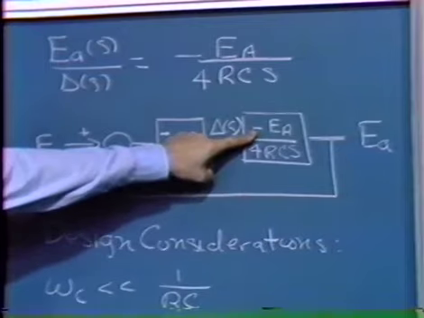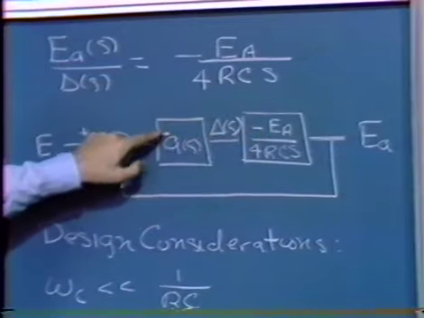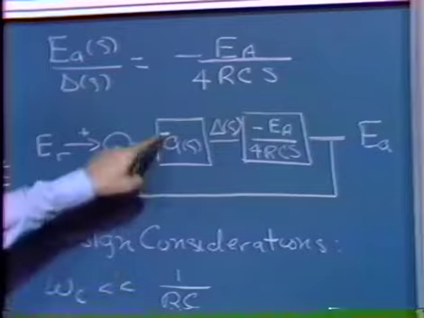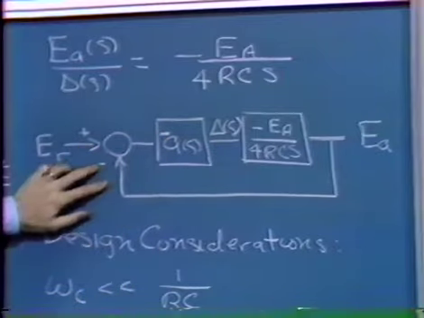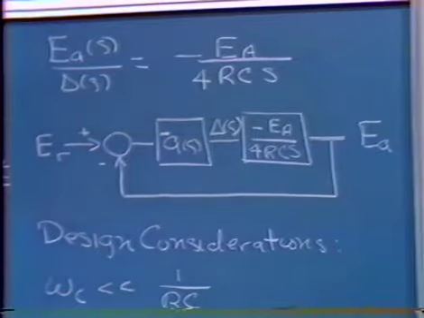Since there's a minus sign associated with this relationship, we'll find out that A of s actually has to be negative itself so that we end up with a negative feedback system.